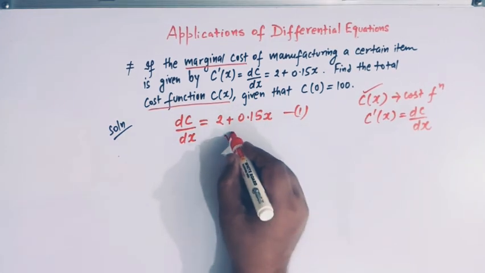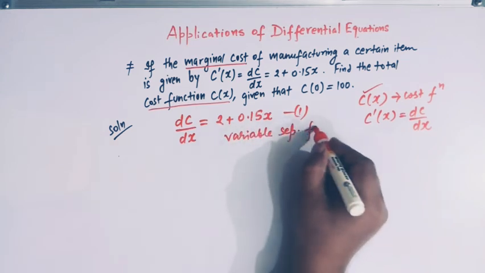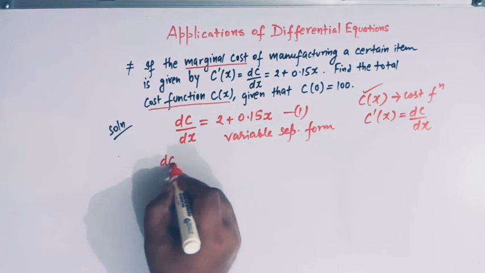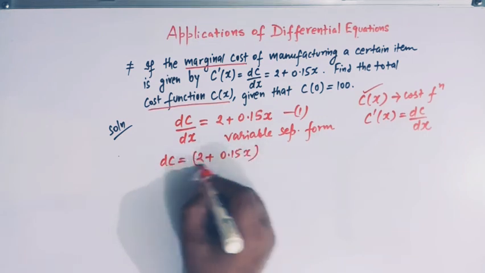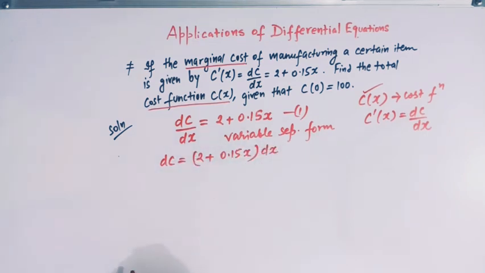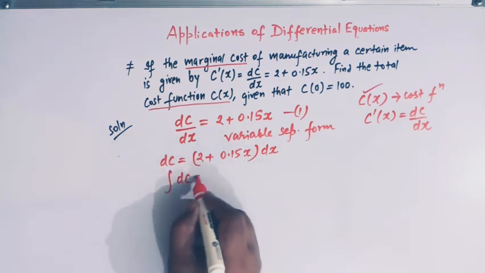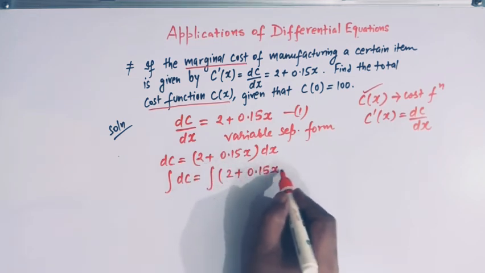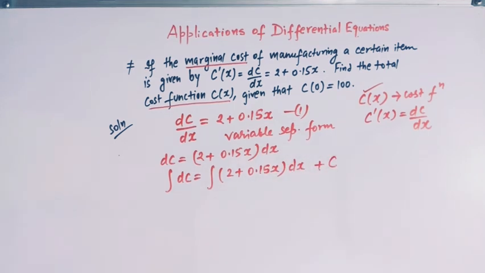So we'll solve this differential equation, and if we inspect this differential equation, we see that this is again a variable separable form, and we can write this equation as dc is equal to 2 plus 0.15 times x dx, right? Now integrating both sides, so we have integral of 2 plus 0.15 times x dx plus c, right? C is the constant of integration.